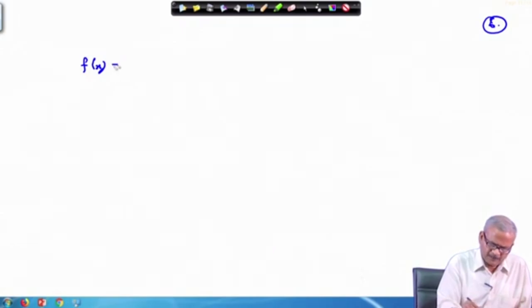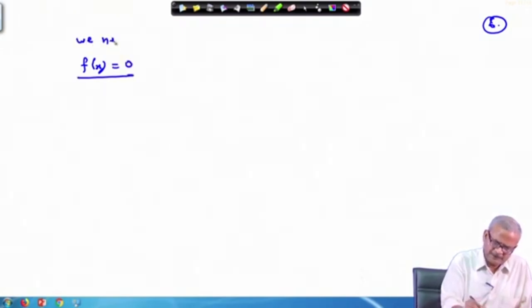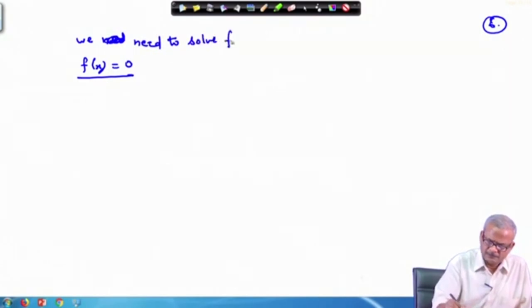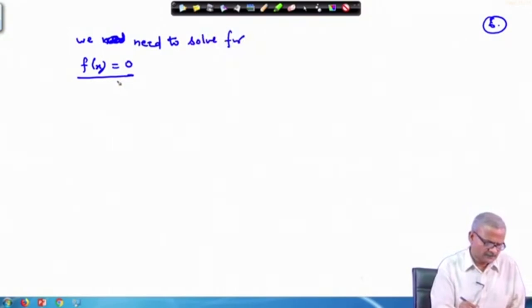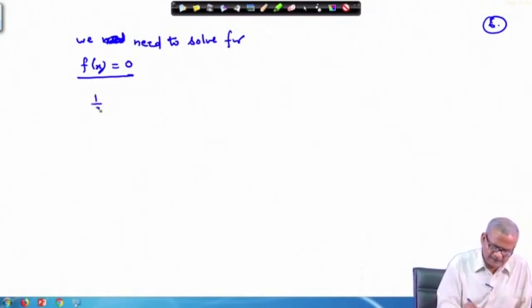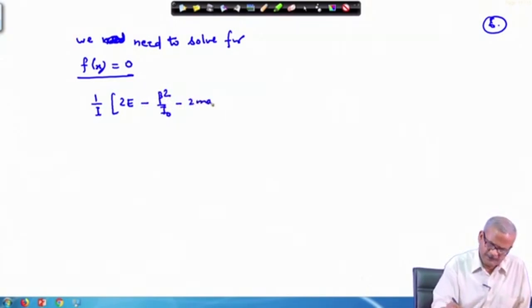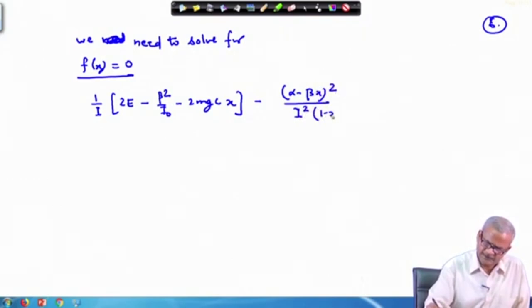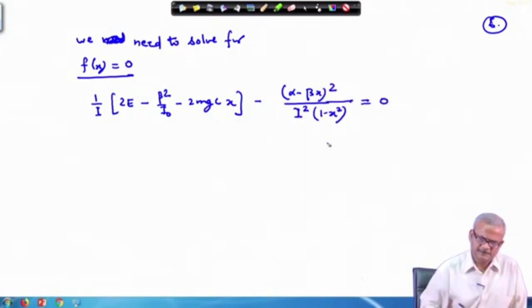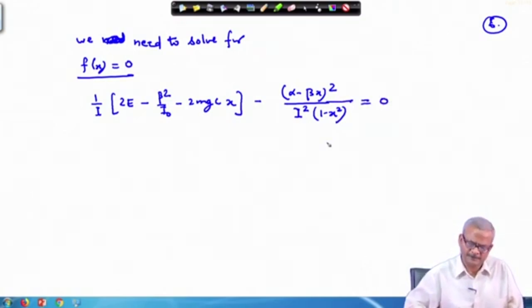So, we need to solve for f x equal to 0. Your f x is 1 by I times 2 e minus beta square divided by I 0 minus 2 m g c x, minus alpha minus beta times x square divided by I square times 1 minus x square. This quantity is set to 0 to solve for the values of x.